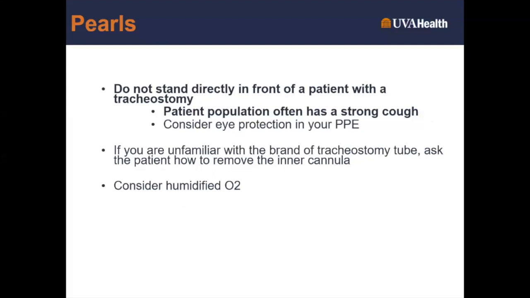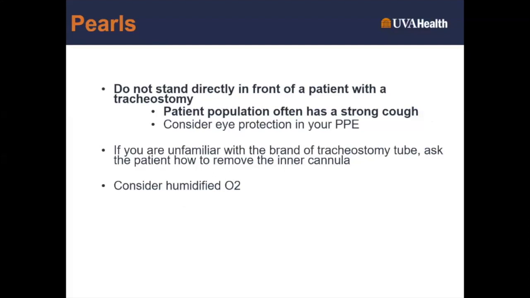Other things to keep in the back of your head: if you are unfamiliar with the brand of tracheostomy tube, ask the patient how to remove the inner cannula. Airway obstruction is a common issue that this patient population has. So if they have an inner cannula, ask them how to take it out, and they'll actually show you because they are all trained on how to do it prior to discharge. So this patient must be competent in it. Or ask a family member, because usually they have two people. Ensure that they know how to take that trach out.